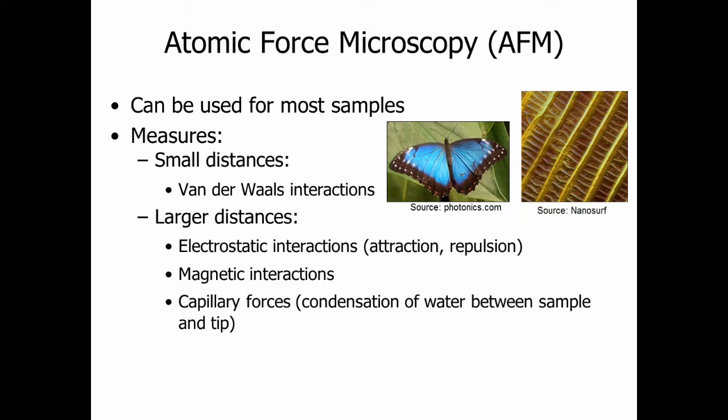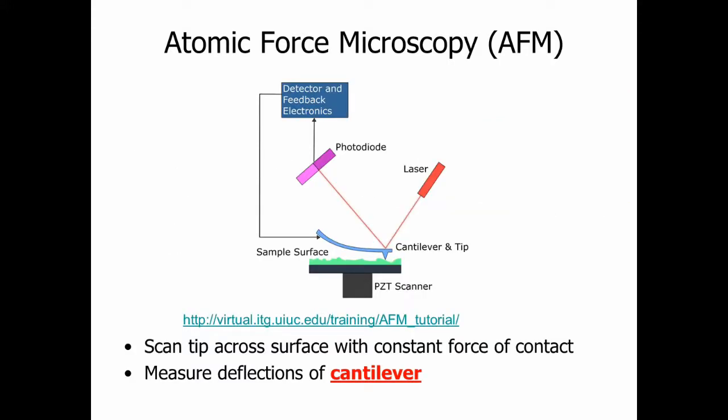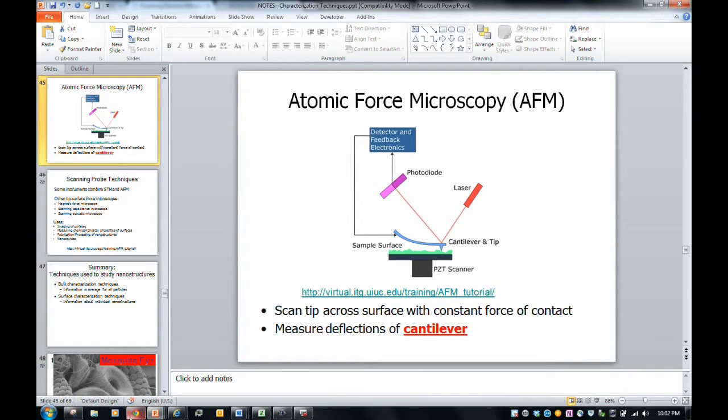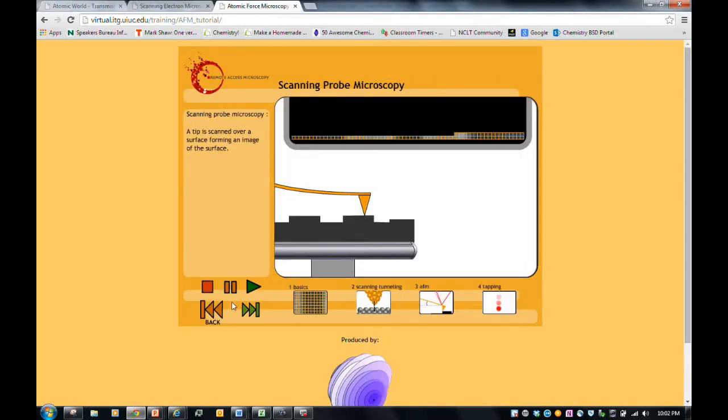You can use it to measure magnetic interactions, capillary forces, so the condensation of water between the sample and the tip. And atomic force microscopy is really cool. Basically, there's going to be a cantilever that scans across the surface, and you have a laser that's very focused, and apparently it's very difficult to get it focused right in the spot that you want it. And there's something that measures the deflection of the laser as it moves across the surface. So we're going to go back to the animation for AFM. It's the height of the surface.